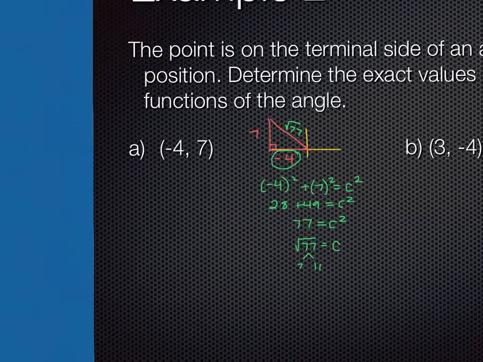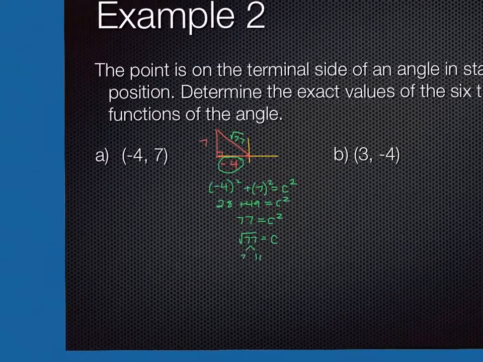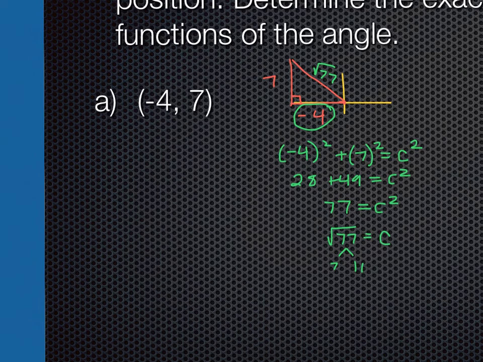Now I'm going to find all 6 trig functions. Sine of theta, opposite, so theta is here. Opposite is 7, hypotenuse is square root 77. This gets rationalized to 7 square root 77 over 7 times 77. And then 7 goes into both those. This becomes square root 77 over 11.